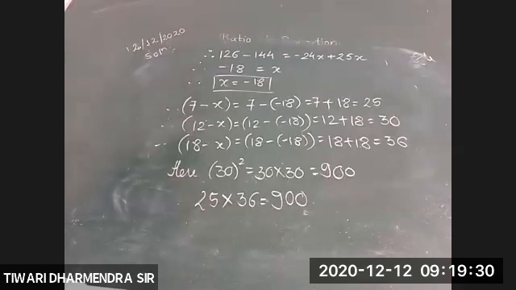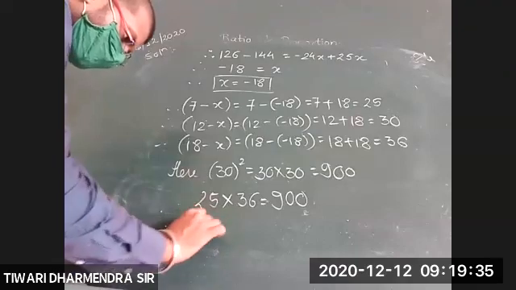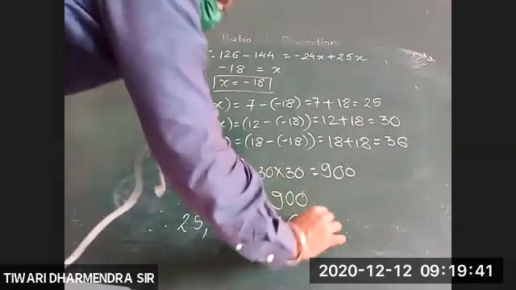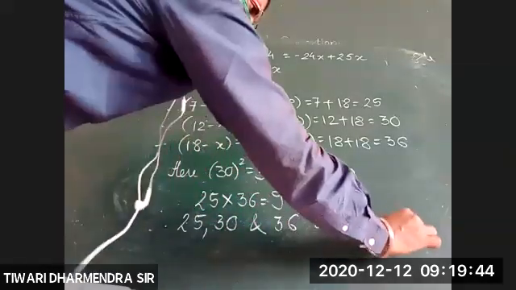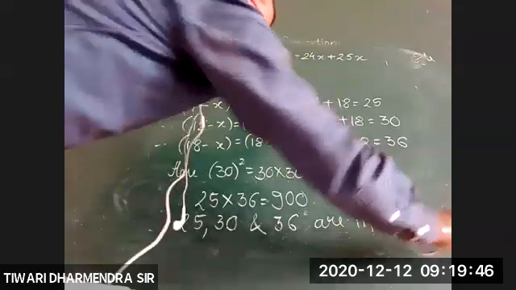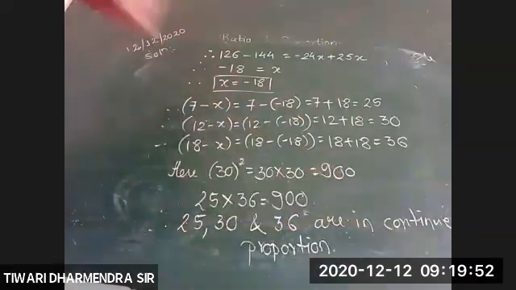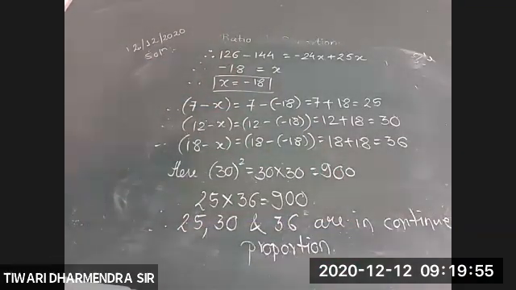Okay. So from here, therefore, we can claim that 25, 30, and 36 are in continued proportion. So we have completed a problem of this type. We can solve any other problem based on this concept easily. Hope it's very simple and you have understood.